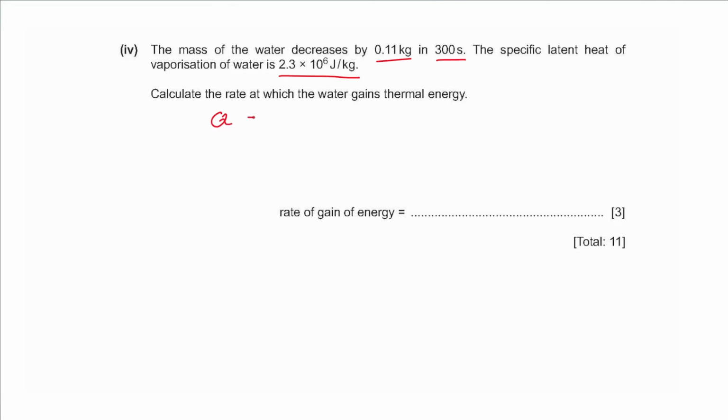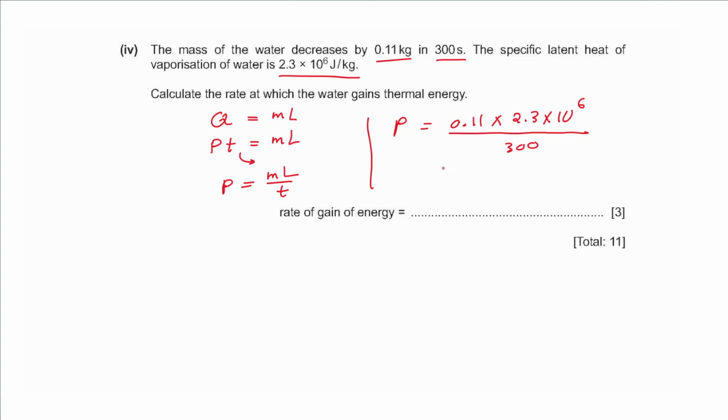First, we can use the equation energy is equal to the mass multiplied by the latent heat capacity, and then we can replace energy with power multiplied by time is equal to mL. Then we can move the time to the other side, so power, which is required in the question, is equal to mL divided by t. So the power is equal to the mass 0.11 multiplied by the latent heat capacity 2.3 times 10 to the power of 6, and then divided by the time, which is 300 seconds. That gives an answer of 843.3 recurring, so we can approximate that to 843 watts or joules per second.